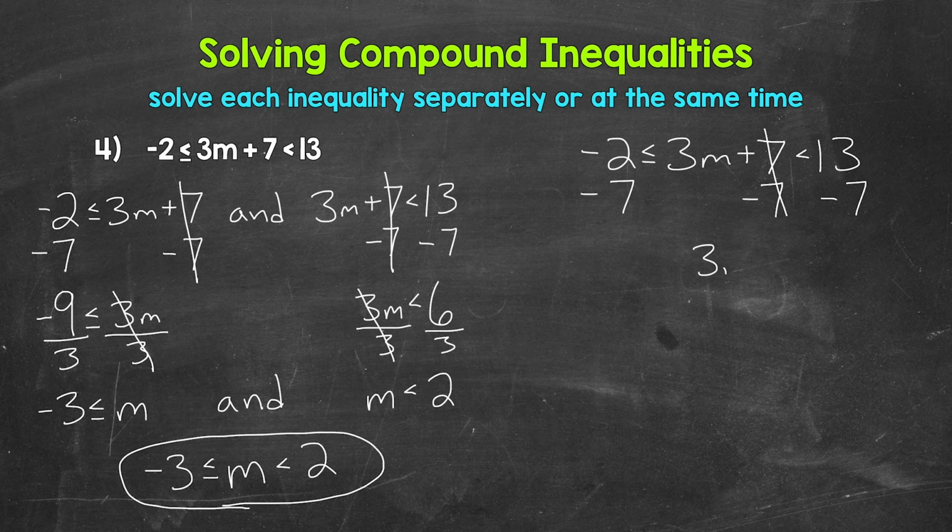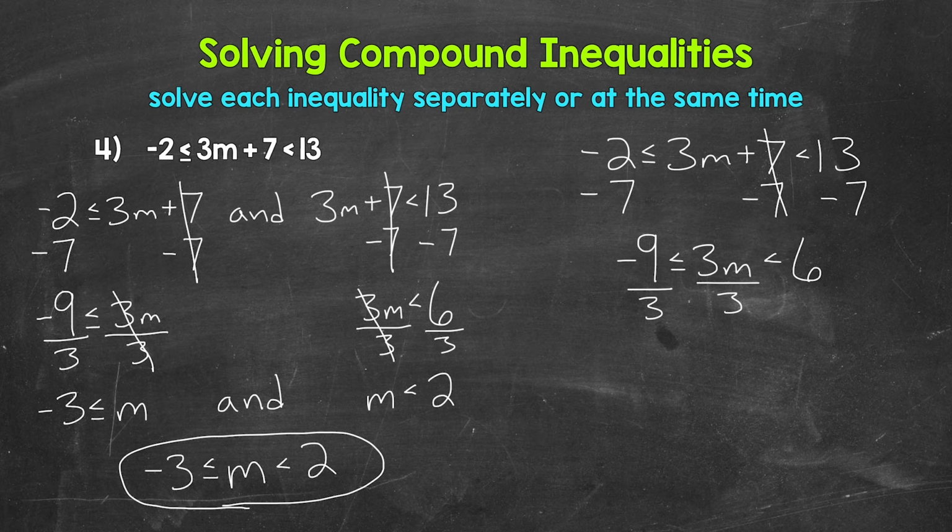So we just have 3m. And then as far as the left, -2 minus 7 gives us -9. And then on the right, 13 minus 7 gives us 6. So now we have 3m is greater than or equal to -9 and less than 6. So we need to undo that multiplication using the inverse operation, division. So divide by 3 here.